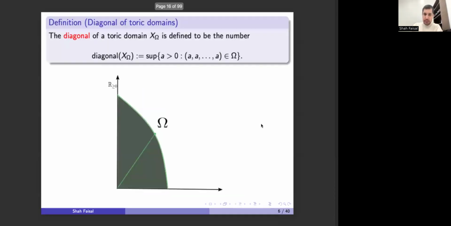And there's a number we assign to toric domains. It's basically the supremum of positive numbers A such that this diagonal vector can be placed inside this omega region. So in the picture, this number is something proportional to this line that you see. Okay. Of course, I don't assume that this line can be placed in omega. It's just the tip of the vector that can be placed in omega. Okay.